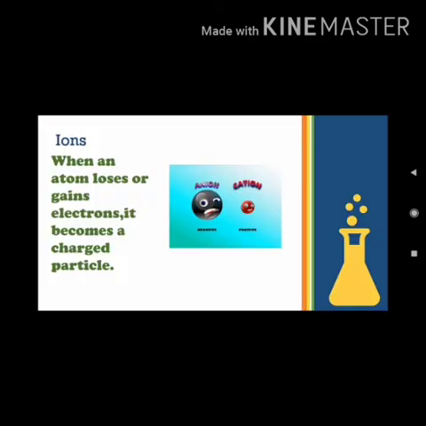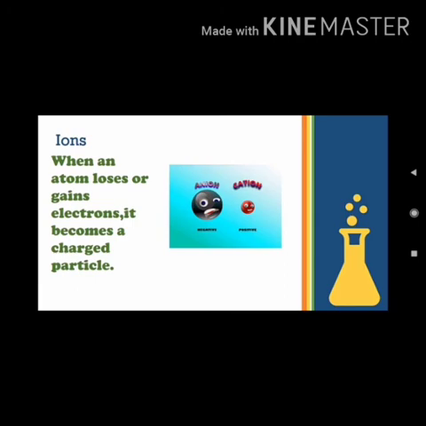Okay, now next is, what are ions? When an atom loses or gains electrons, it becomes a charged particle, and that charged particle is called an ion. Now these charged particles may be positive or negative. Positively charged particles are called cations and negatively charged particles are called anions.